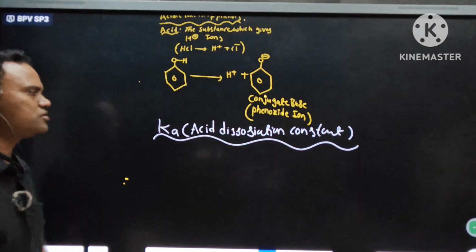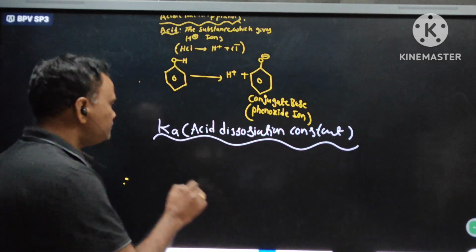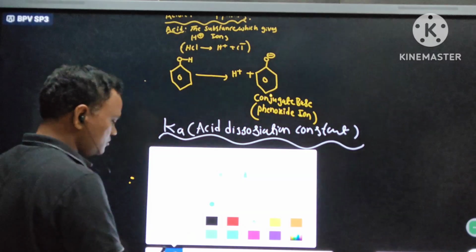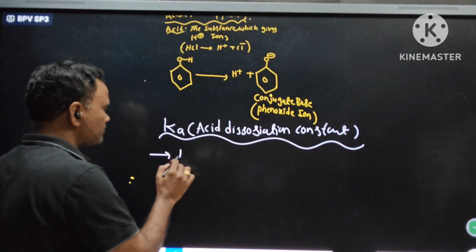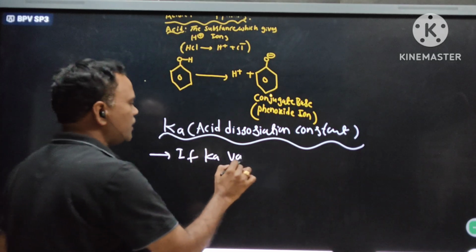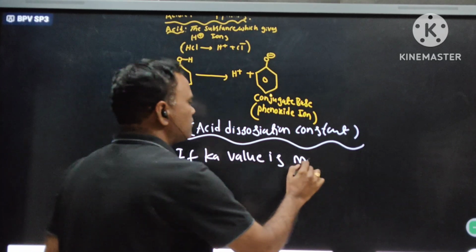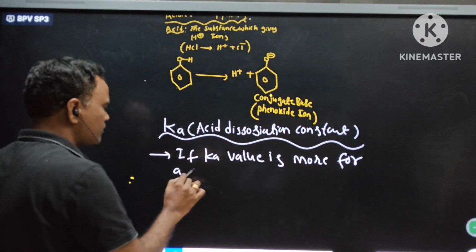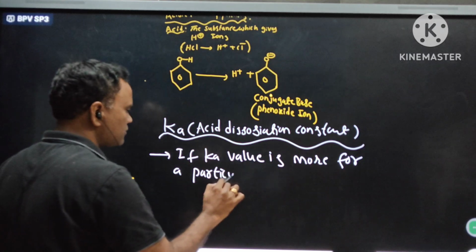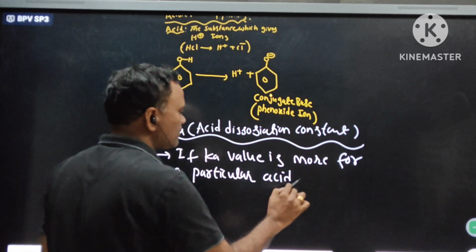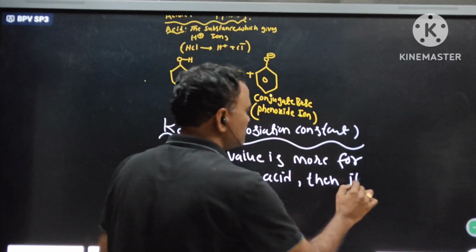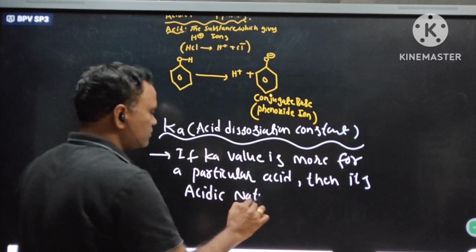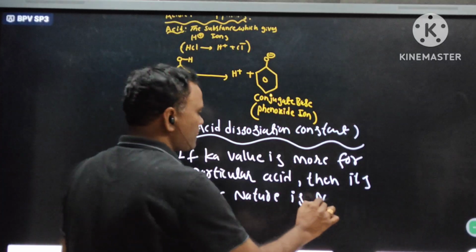Acid dissociation constant, Ka. See, if the Ka value is more for a particular compound or a particular acid, then its acidic nature is more.